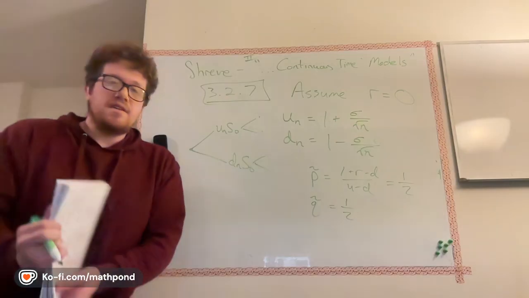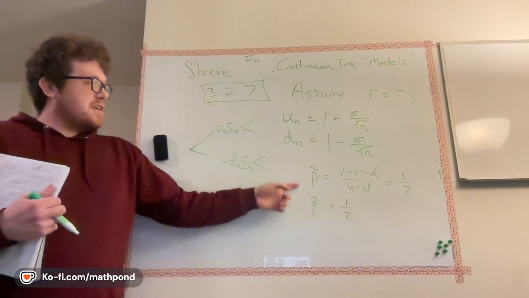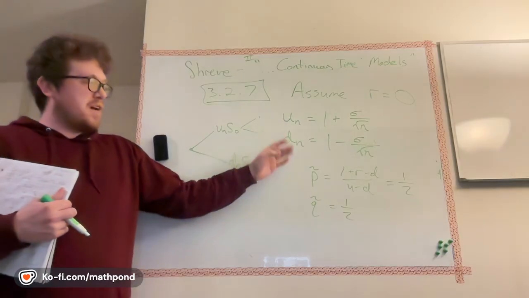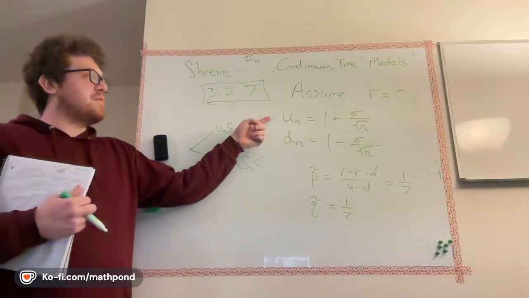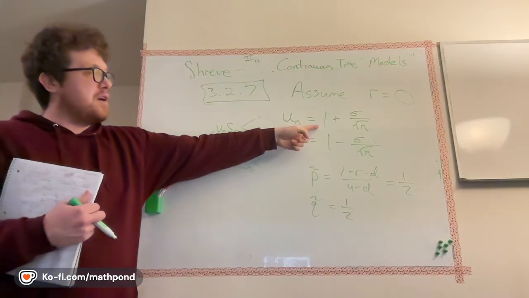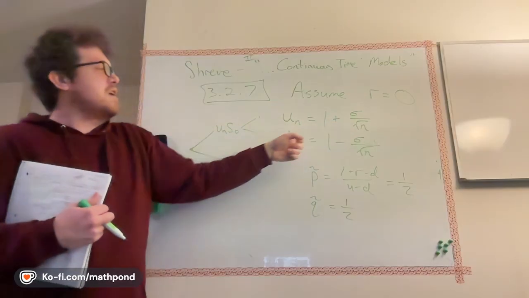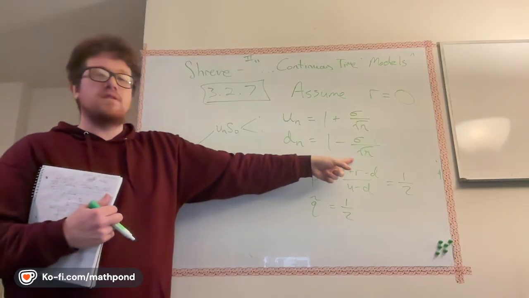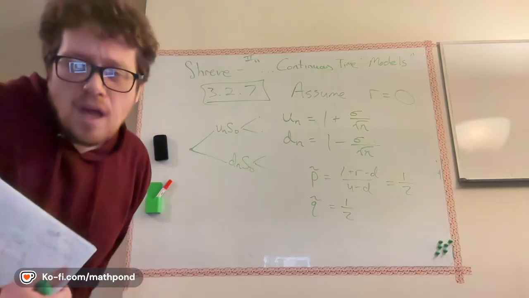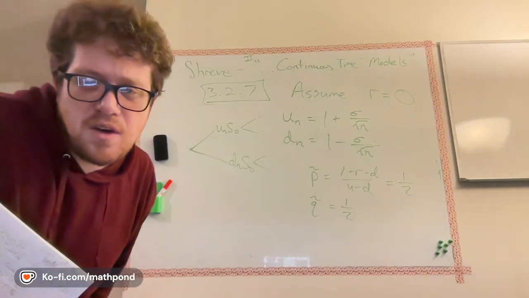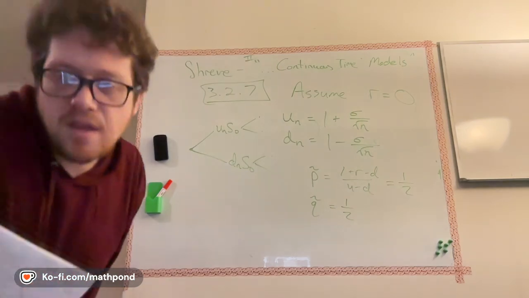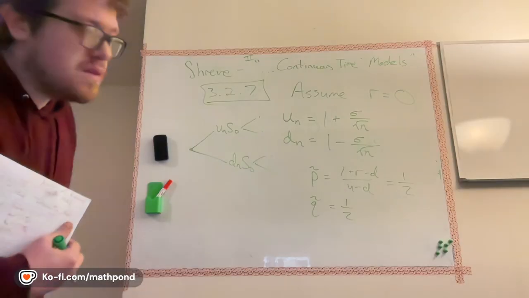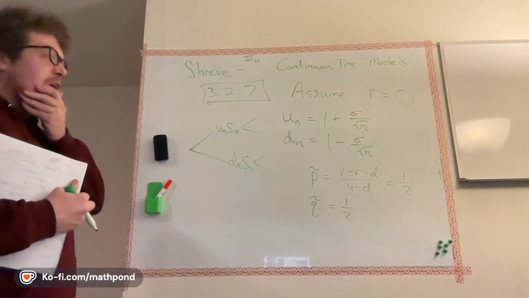All right, so in this multi-period model, basically in the risk neutral measure, we have a 1/2 chance of going up every time and a 1/2 chance of going down every time, and every time we go up by a factor of 1 plus sigma over square root of n. Every time we go down, we multiply by a factor of 1 minus sigma over square root of n. p is 1 plus r minus d over u minus d. Okay, so I think I got it, right? Okay, so they're both 1/2.